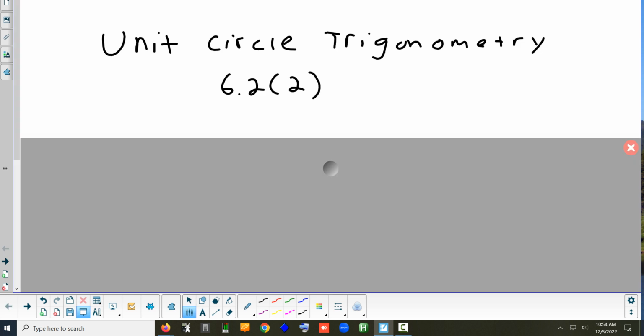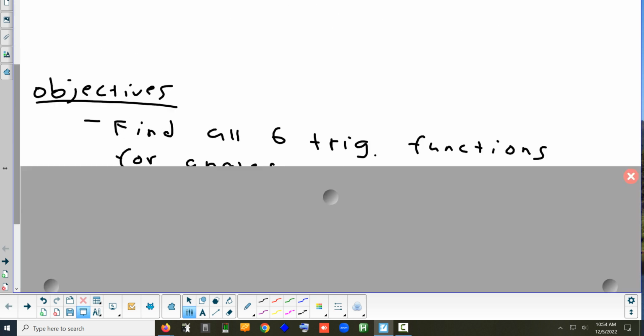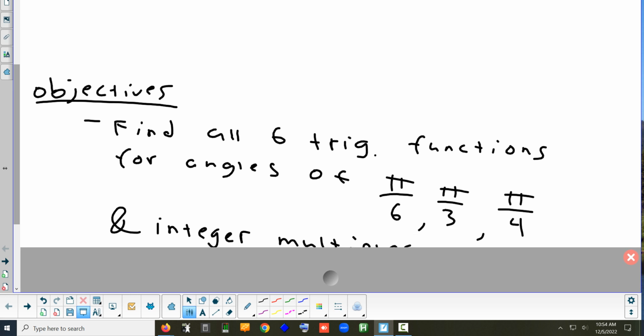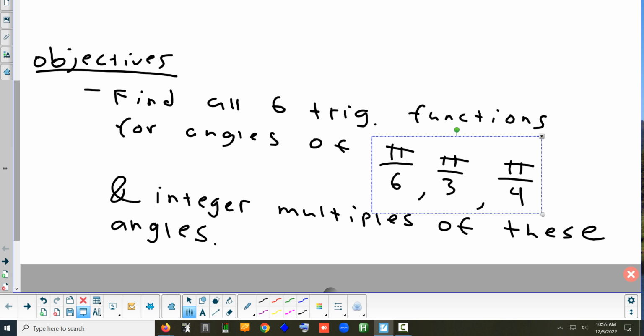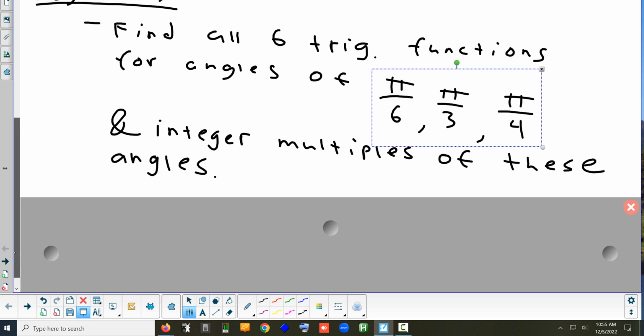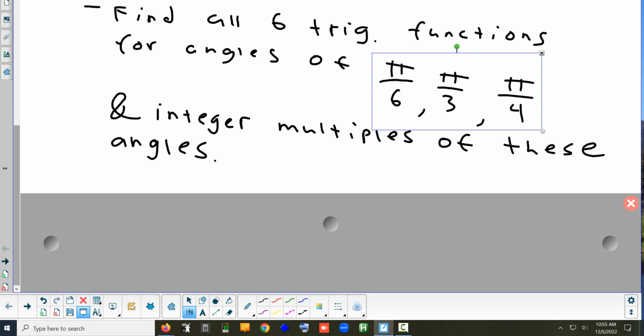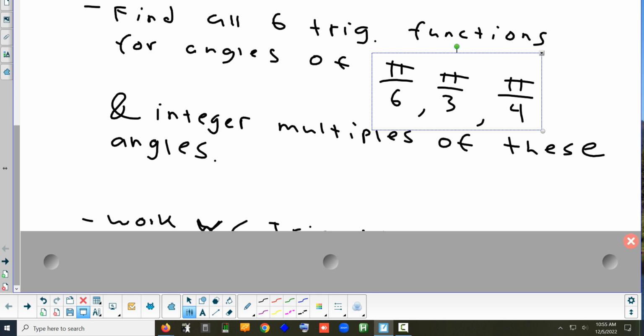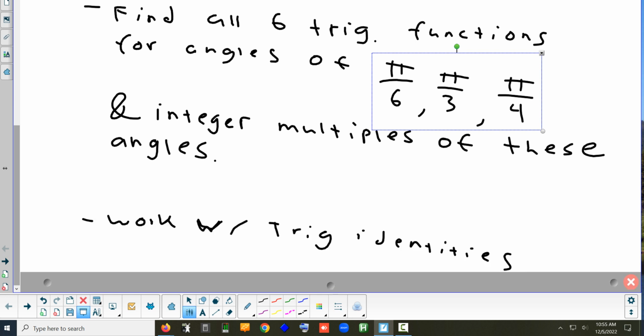All right, so let's take a look at what we're going to do. So we're going to try to find the 6 trig functions for the angles 30, 60, and 45. Then we're going to look at multiples of those angles. And the last thing, which they start to talk about a little bit in this section, because I can tie it in with what we're doing, is what's called trig identities.